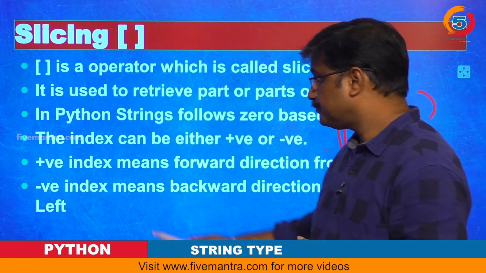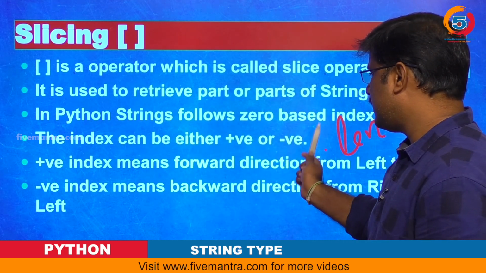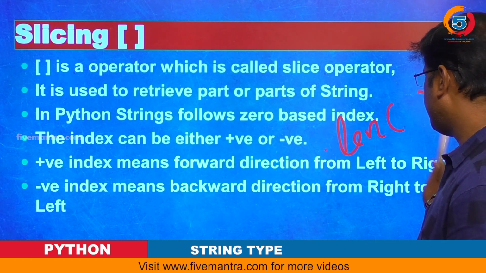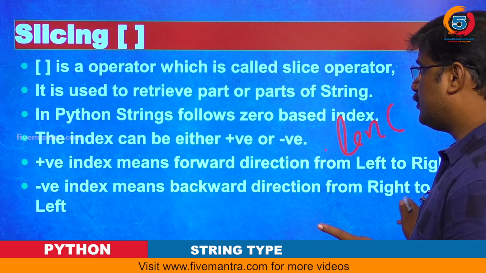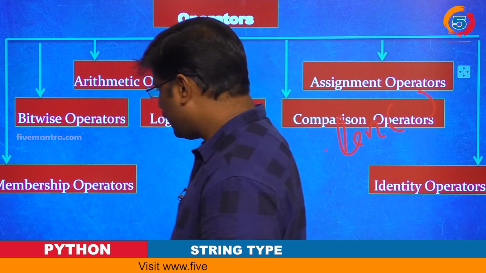Okay, see that in Python, a string follows a zero-based index. The index can be either negative or positive. Already we know that a positive index means forward direction, from left to right, and a negative index means backward direction, from right to left. Okay, and this slicing will go into the next session. Now we'll go programmatically, we'll see.